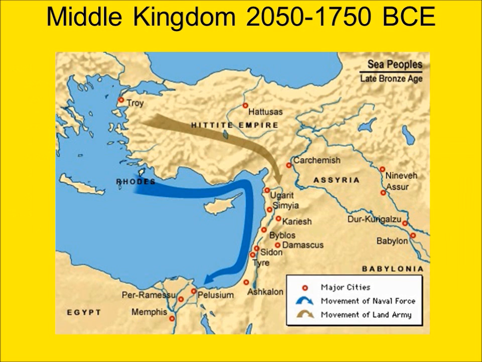This map shows the major cities in the region at the time of the Middle Kingdom and the directions by which invading forces attacked the Egyptians.